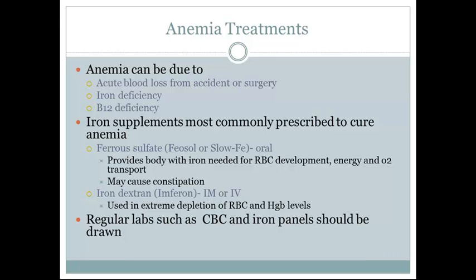Anemia treatments. Anemia can be due to acute blood loss from an accident or surgery, iron deficiency, or B12 deficiency. Iron supplements are most commonly prescribed to cure anemia. So ferrous sulfate or Feosol, or Slow Fe we also call it, are the oral types. They provide the body with iron needed for red blood cell development, energy, and O2 transportation. But iron does cause constipation, so it's important to tell our patients that they may need a stool softener while taking this.